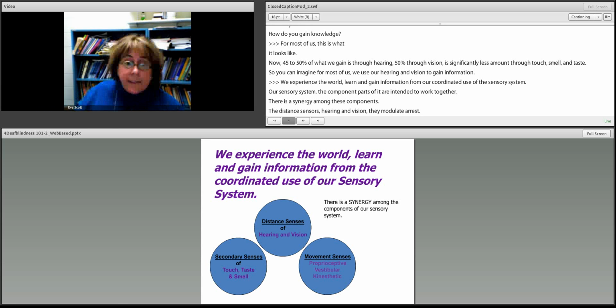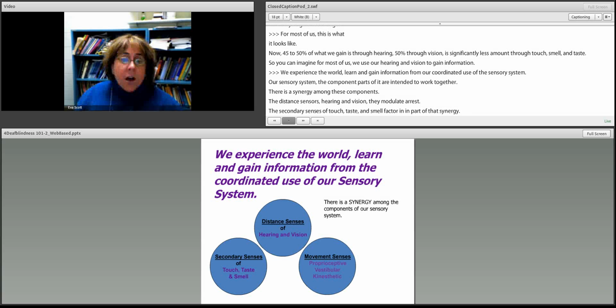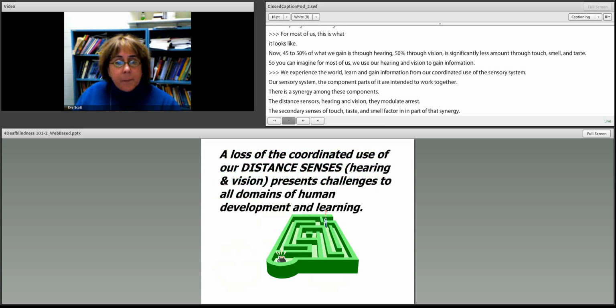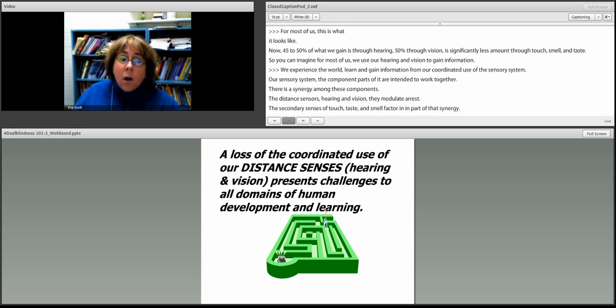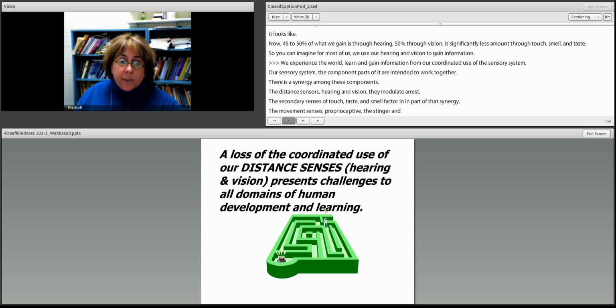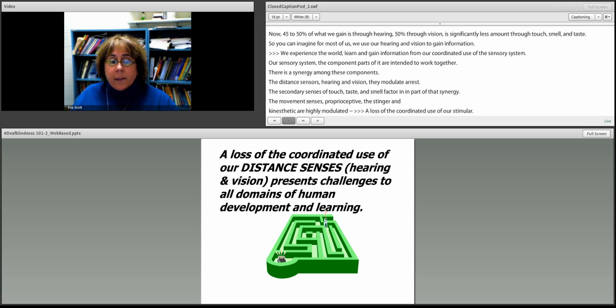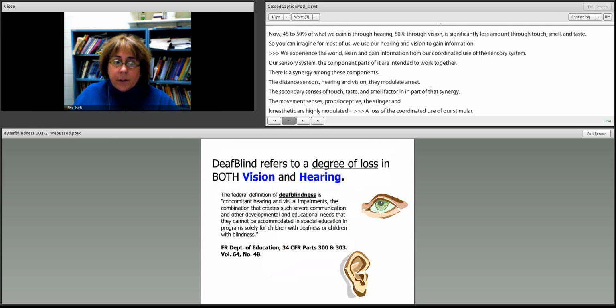The movement senses, proprioceptive, vestibular, and kinesthetic, are highly modulated by vision in particular, but can also be modulated by hearing. A loss of the coordinated use of our distant senses, hearing and vision, present challenges to all domains of human development and learning.